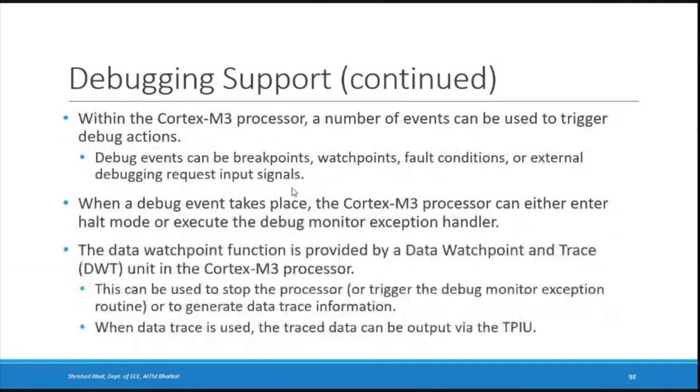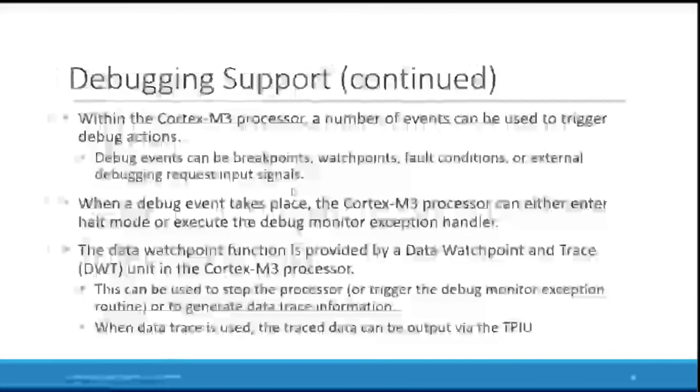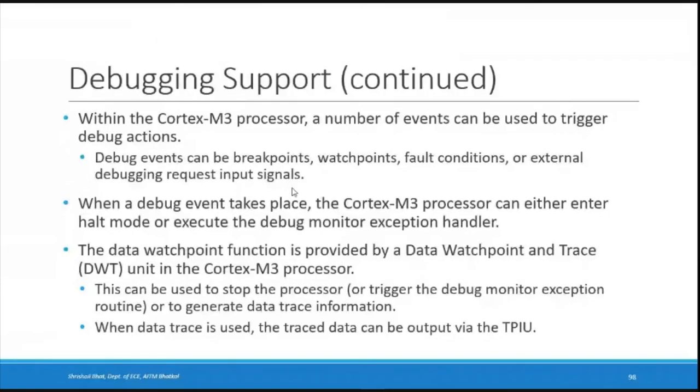Within the Cortex M3 processor, a number of events can be used to trigger debug actions. Debug events can be breakpoints, watch points, fault conditions, or external debugging request input signals. All these debug events can be used to trigger the debug action. Whenever a debug event takes place, the Cortex M3 processor can either enter halt mode or execute the debug monitor exception handler.